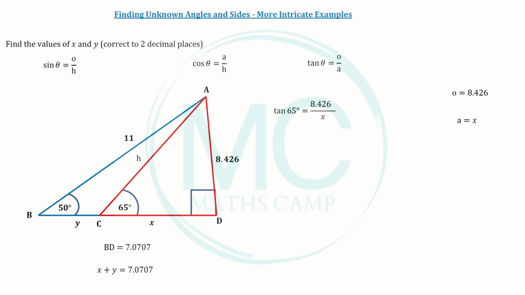Now to get x by itself, we need to move it out of the denominator of the fraction. So we need to multiply both sides by x, and we get x multiplied by tan 65 degrees is equal to 8,426. Finally, let's divide both sides by our tan ratio, and we get x is equal to 8,426 divided by tan 65 degrees.